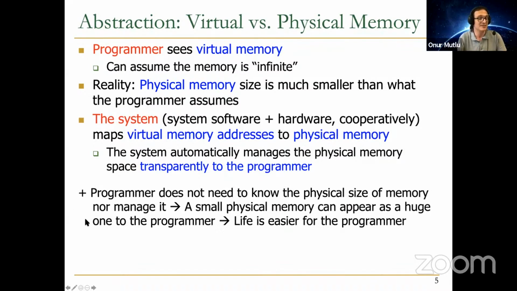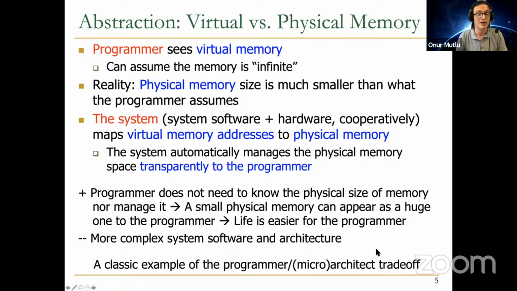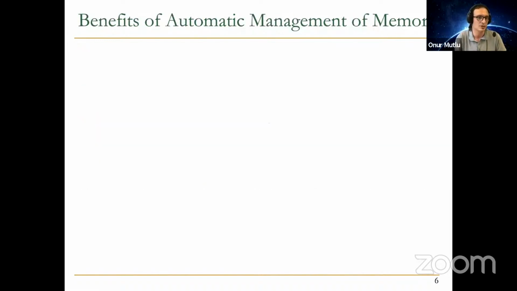So basically, the big benefit, as we discussed earlier, is that the programmer does not need to know the physical size of memory, nor do they need to manage it. A small physical memory can appear as a huge one to the programmer. As a result, life is easier for the programmer. Of course, every idea comes with a downside. Now we have a more complex system software and more complex architecture to do this automatic management for the programmer. This is a classic example of the programmer versus micro-architect trade-off, as we discussed. You try to make life easier for the programmer, but the hardware designer's life becomes harder. In this case, the system designer's life becomes harder also to maintain this illusion that we're going to talk about.